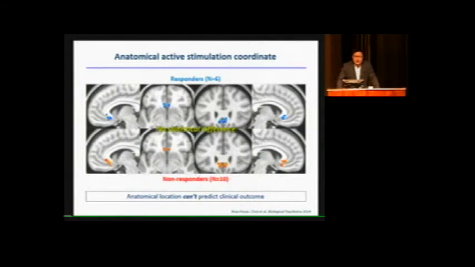First thing, we check the anatomical location of the contact stimulation. The chronic stimulation contact is different between the responder and non-responder, but actually they are statistically not significant between the responder and non-responder. So anatomical location cannot predict the clinical outcome.